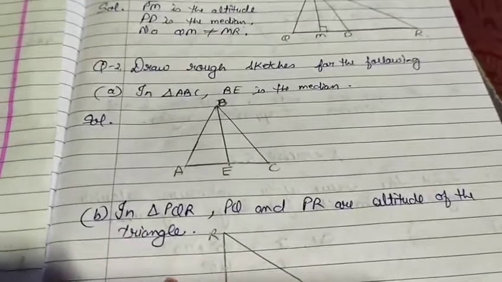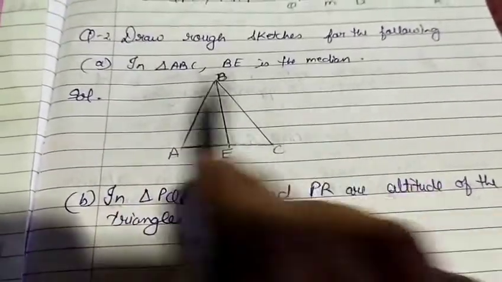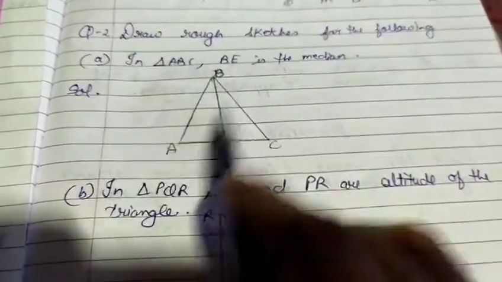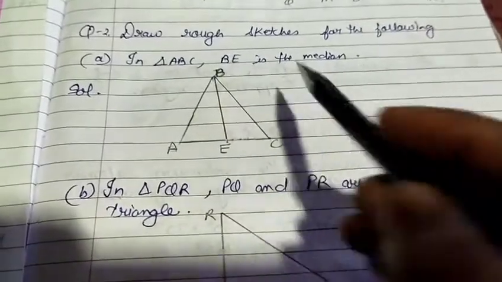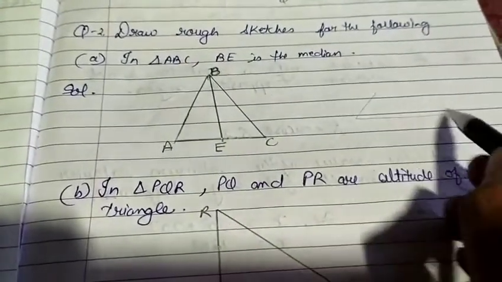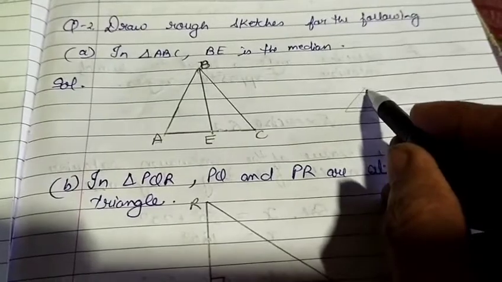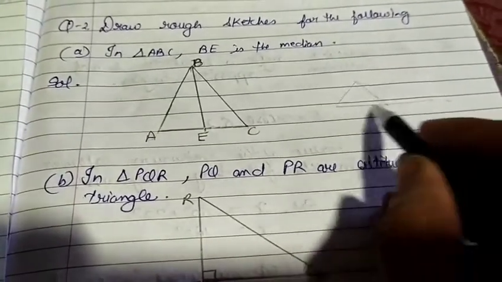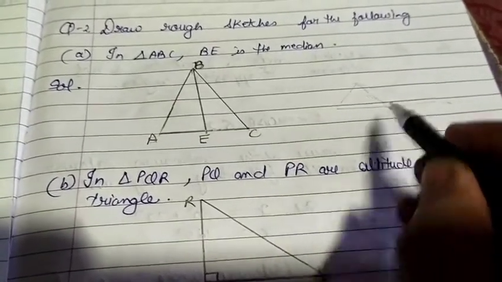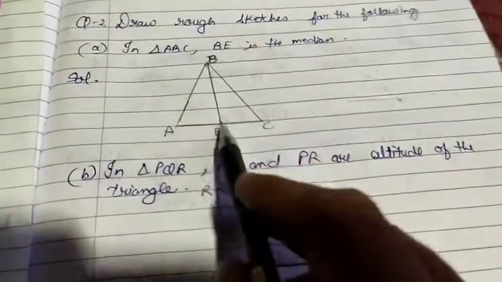Now draw one rough sketch of the following. According to the condition we have to draw a rough sketch. Triangle ABC in which BE is the median. You can draw any kind of triangle, this way also you can draw, but median means it should touch the opposite side at the midpoint. See, you have to draw in this way.